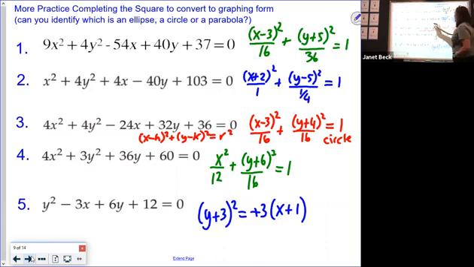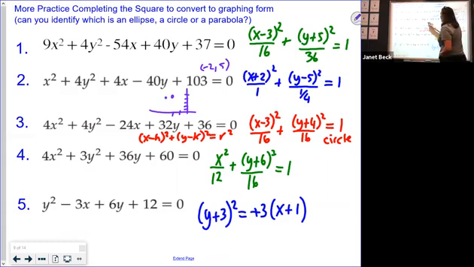If you were graphing this one, you're going to go -2, up 5, so I've drawn that wrong. The center is going to be at -2, positive 5. You're going to go left and right the square root of 1, and up and down the square root of 1/4 equals 1/2. So it's a tiny little horizontal ellipse, that one. That was weird.